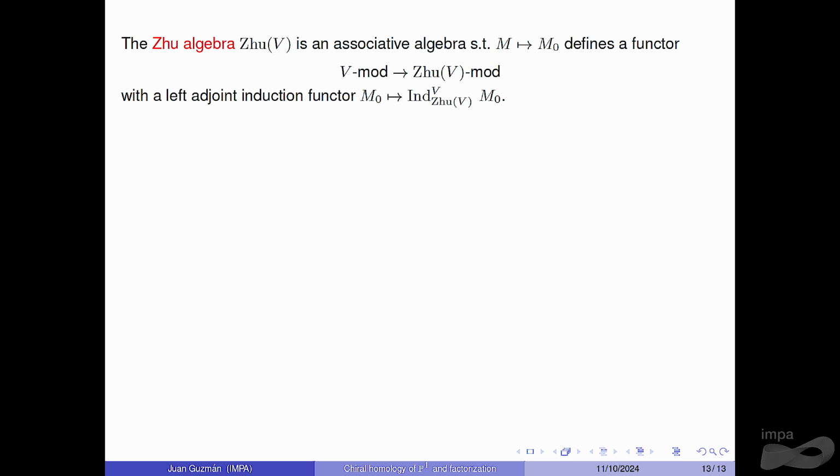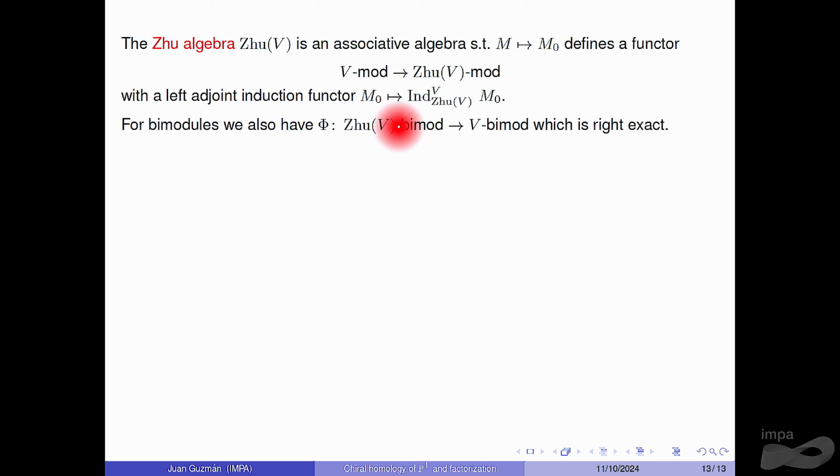And then with some construction that relates to the Zhu algebra, there's an algebra called the Zhu algebra, which lets you transform V modules into Zhu V modules, and Zhu V is an associative algebra. It's a very, very classical object. And there's a way to induce, going back, right? So you take a module for this Zhu algebra, and then you induce it to a module over the vertex algebra, the VOA itself. And modulo some technicalities that we should check, there should be also an induction functor for bimodules instead of modules, which should be right exact.